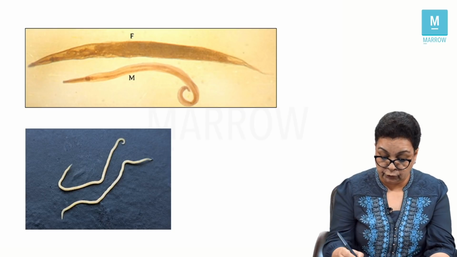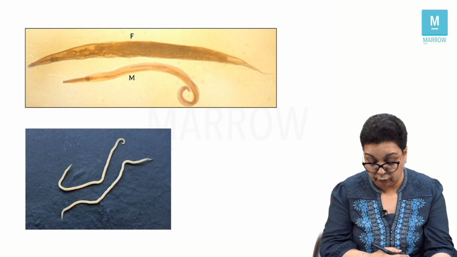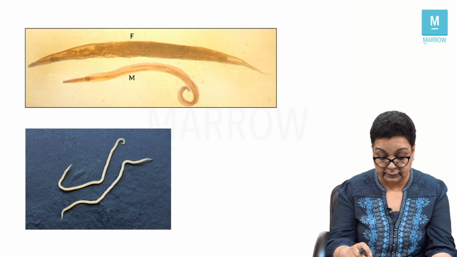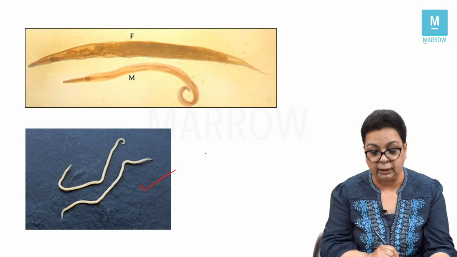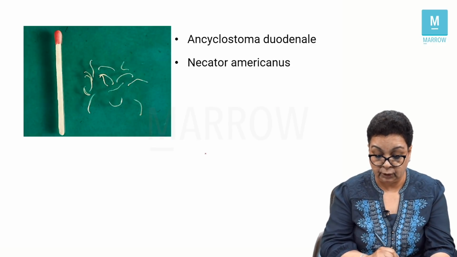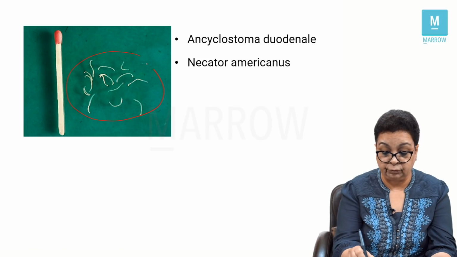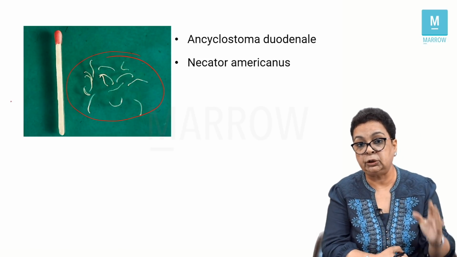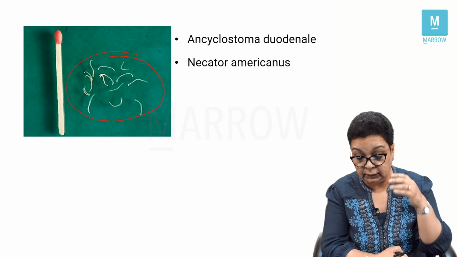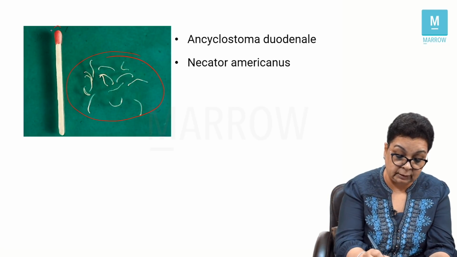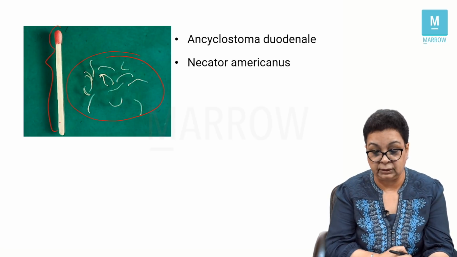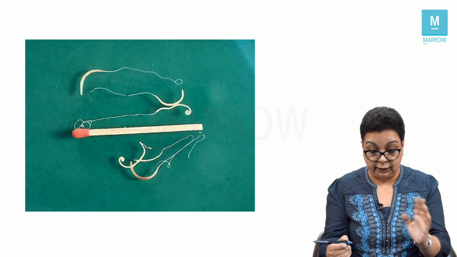So these are pictures of Enterobius. I don't think you can be asked. These are very tiny. This is looking like a thread. This is threadworm Enterobius. These are the hookworms, very, very small, 3 millimeters to 11 millimeters in size. Just compare the size with a matchstick. These are so tiny.